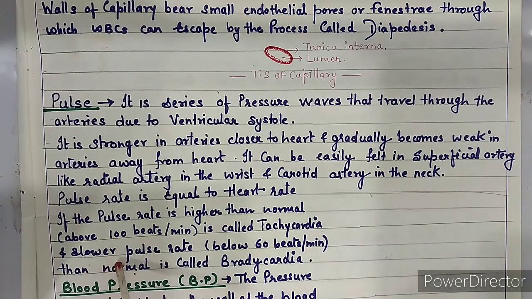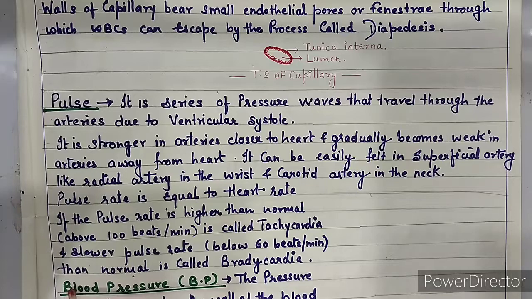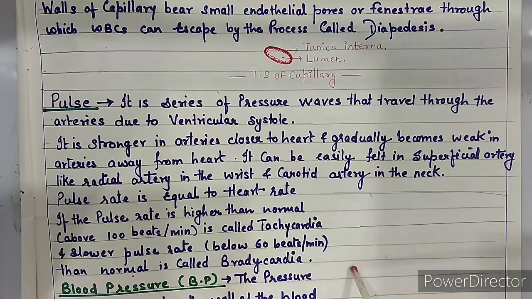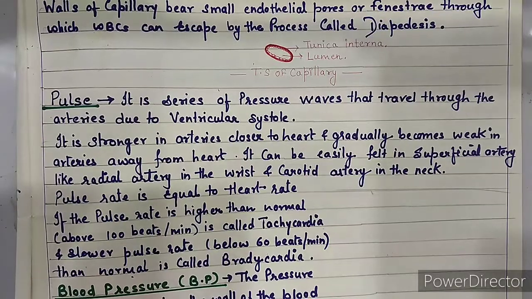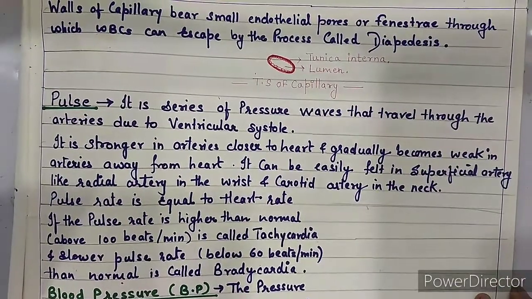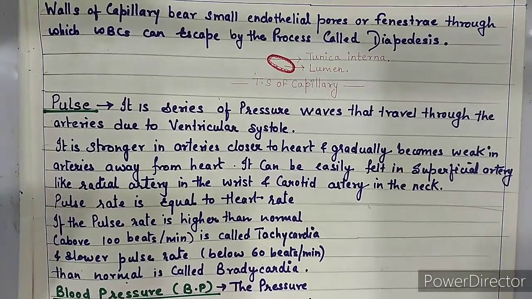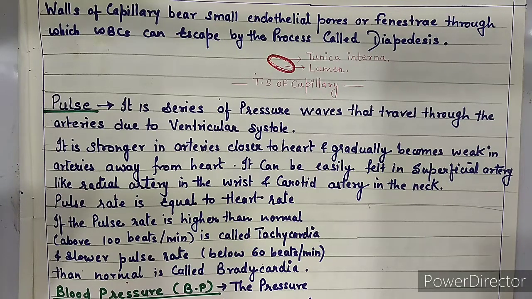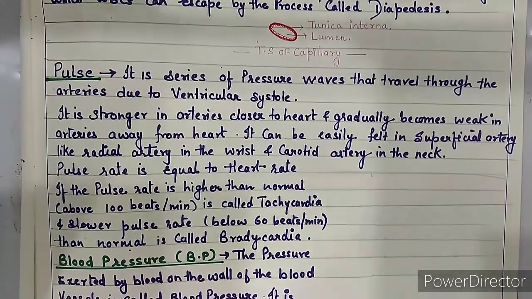Whereas if the pulse rate is slower, that is below 60 heartbeats per minute, then it is called bradycardia. What is it called? Bradycardia. Right children? So this is about the pulse, which forms the heartbeats, and it is caused by a series of pressure waves which travels through the arteries due to the contraction of ventricles. Here children, the next topic is blood pressure.